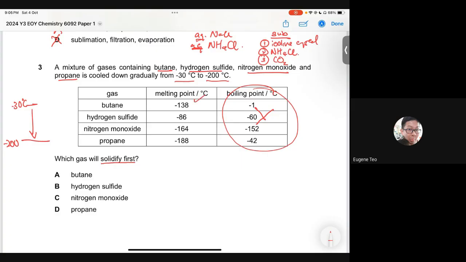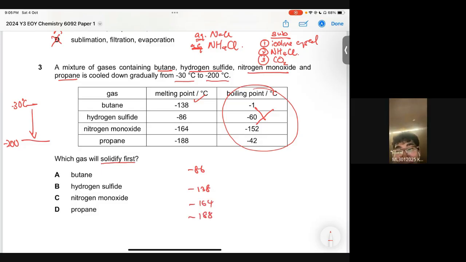And if I look at the melting point, most of you whose math cannot make it, it's better if you write down. So negative 86 is actually at the top, followed by negative 138, followed by negative 164, followed by negative 188.